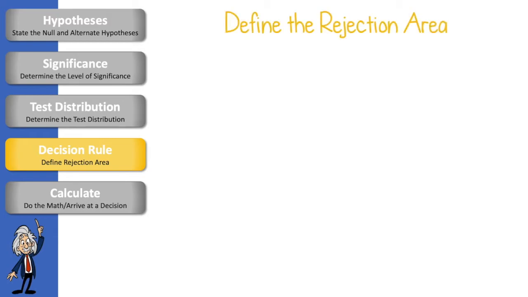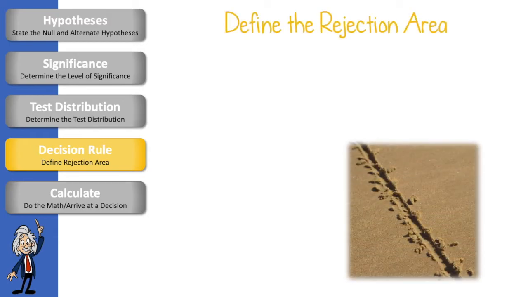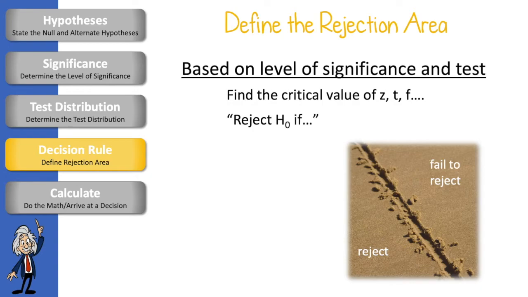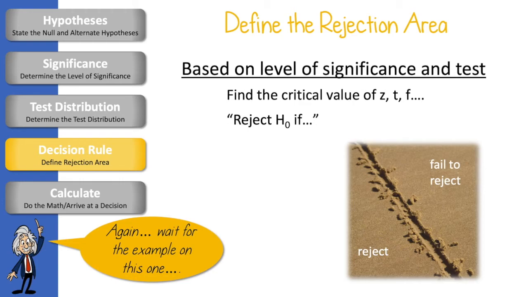Step 4 is to define the rejection area. This is where we draw a line in the sand between what we'll reject and what we'll accept, or in statistics speak, we say fail to reject. The rejection area is based on the level of significance and the test distribution. And it should start with the words, reject the null if. Again, it'll be helpful to see an example on this one, so hang in there.